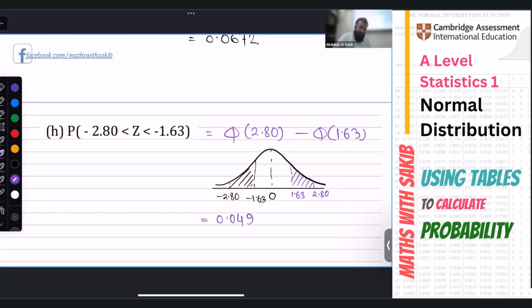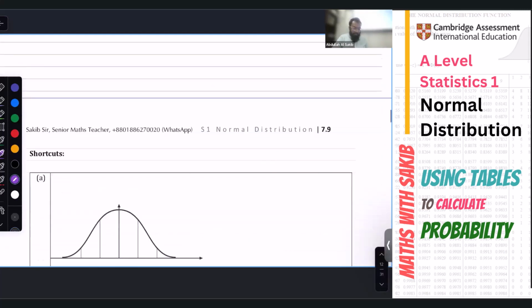It is two significant figures. Clear? Because we are not getting a large value, that's why we are keeping our answer like this. Clear? Okay, next. Ready. Last part.